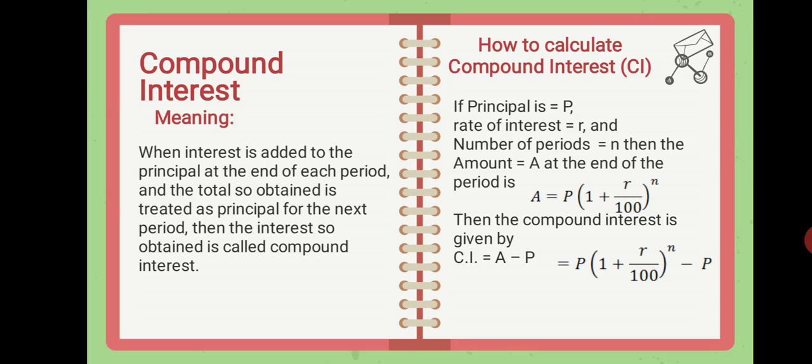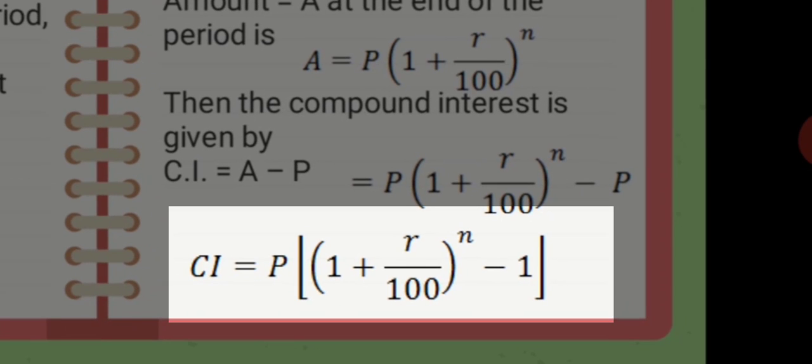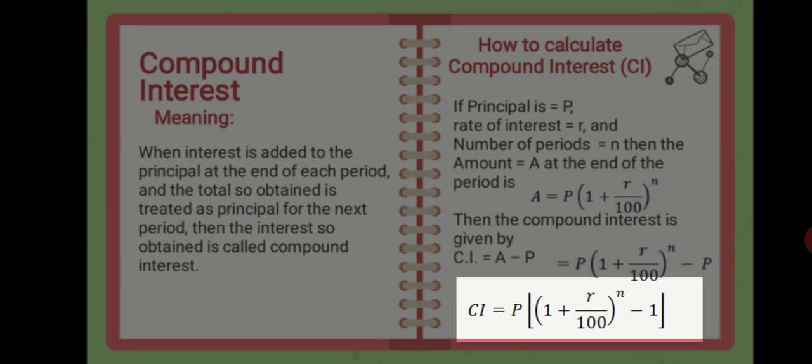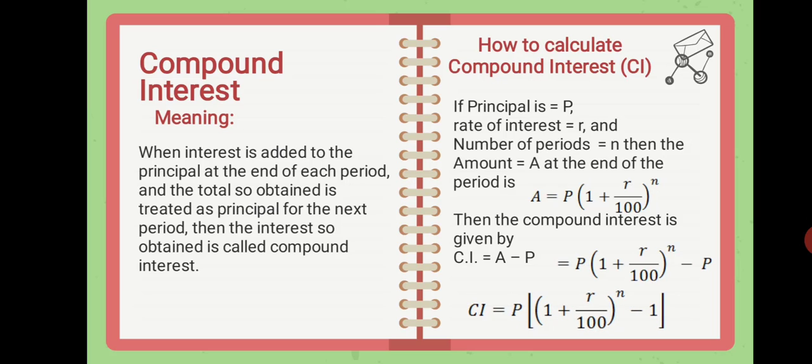So what is the formula for amount? We have seen this, so we can use this formula. It can be written as compound interest equals P into bracket 1 plus R upon 100 bracket raised to N minus 1. By using this formula we can calculate compound interest directly. So in compound interest compounded half yearly, quarterly and monthly, we can use the same formula for compound interest and amount.